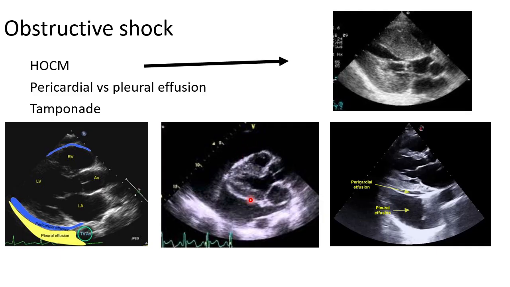Here's a pretty big pericardial effusion. Notice how it goes all around the heart, tracks anterior to the descending thoracic aorta.